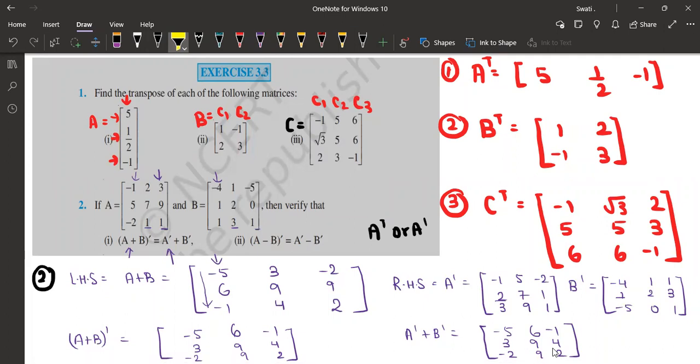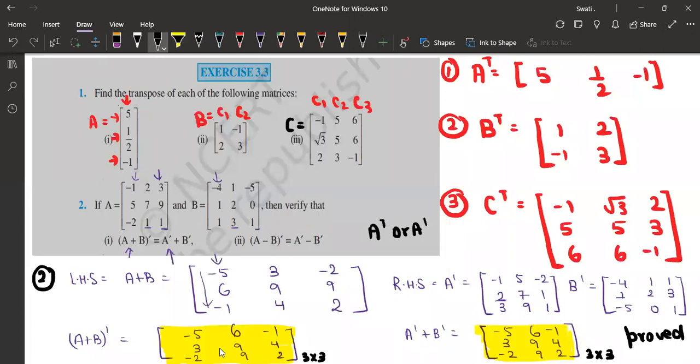Now, you can see that we got this as LHS. Okay, and we got this as RHS. Can you just do one thing for me? Can you just check that do we have the entries proper? Yes, exactly the same matrix: -5, 6, -1, 3, 9, 4, -2, 9, 2, and here the same. And also, if you want, you can write down the order here, because we write down here the order of the matrix. 3 cross 3, 3 cross 3. And of course, we have proved that LHS is equal to RHS.